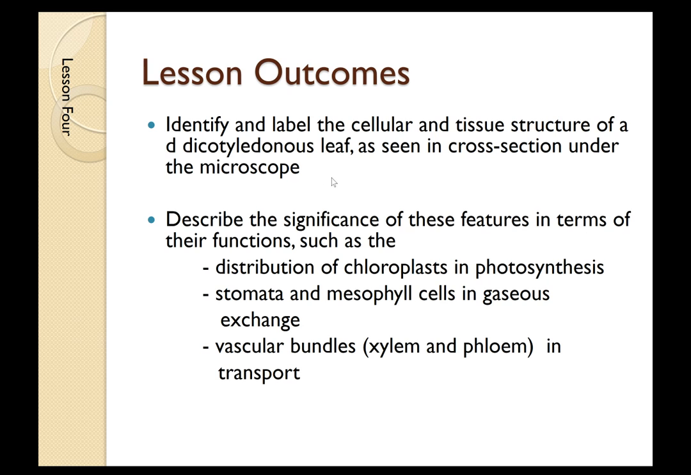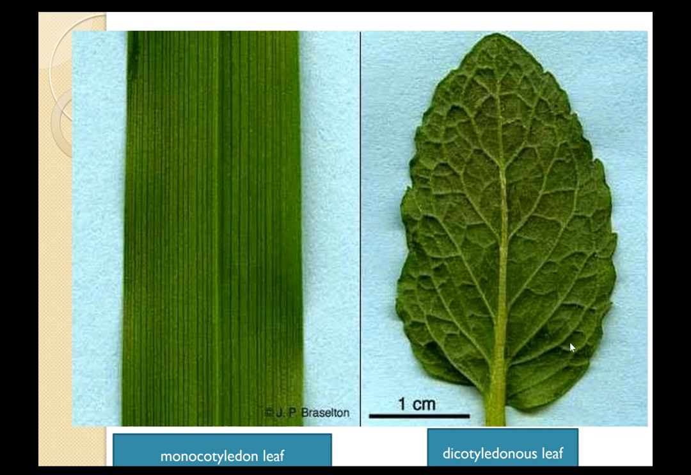Then there's this part about what we mean by dicotyledonous leaf. Let me show you this picture here. From this picture, you can see that this is the dicotyledonous leaf, which has a main vein and a lot of smaller branching veins from the main vein. In the monocotyledon leaf, there are a lot of veins that run horizontally and are parallel to one another. In our syllabus, we'll be using this dicotyledonous leaf in our experiments and studies.